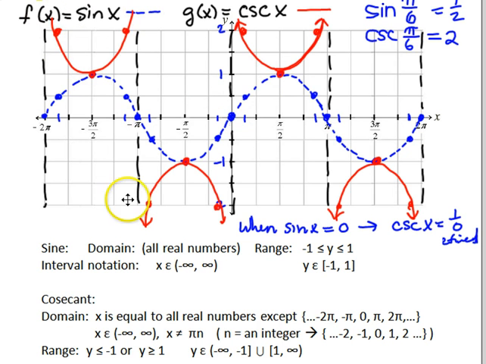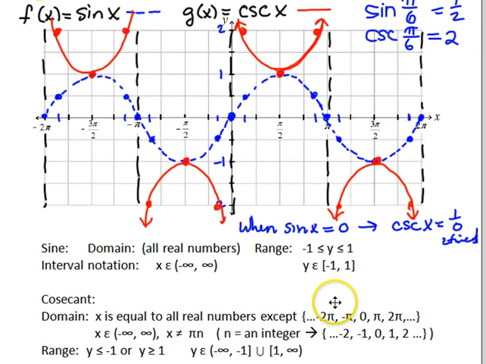Now let's look at cosecant. Cosecant is the red graph here. Cosecant has a little more complicated domain and range. The domain is all of the real numbers except any place where there's an asymptote, because we cannot use those values of x. They're not included in the domain because it's impossible for there to be a y value for those x values. So notice we say x is equal to all real numbers except for these multiples of pi: 0, pi, 2 pi, negative 2 pi.